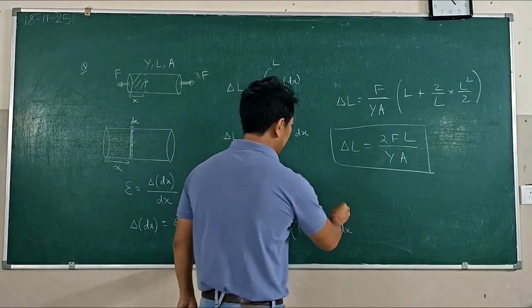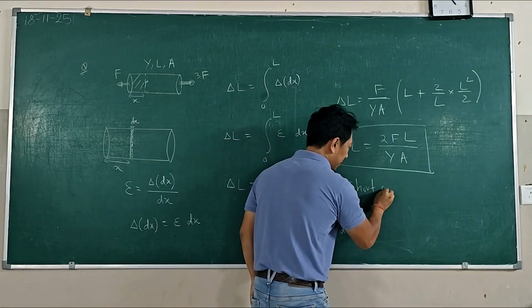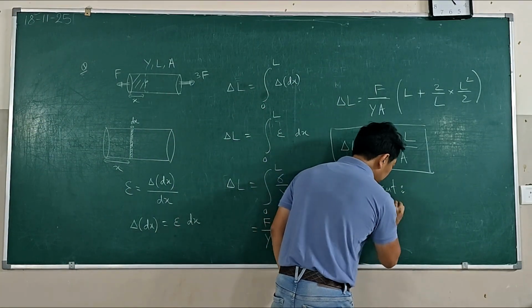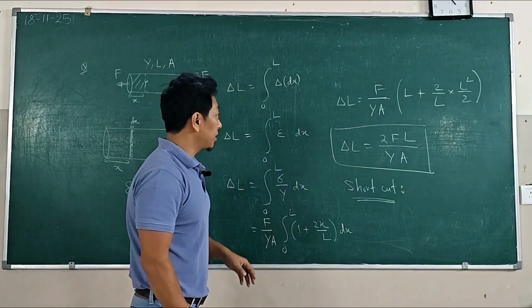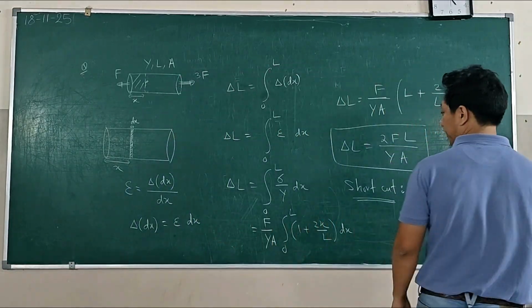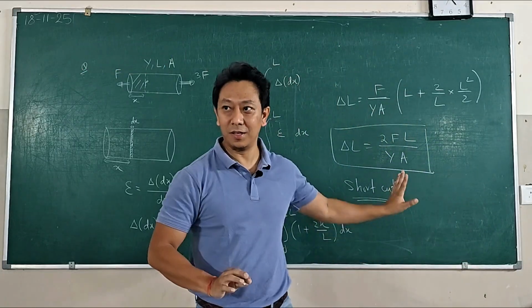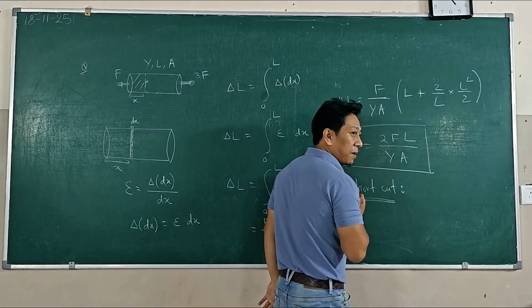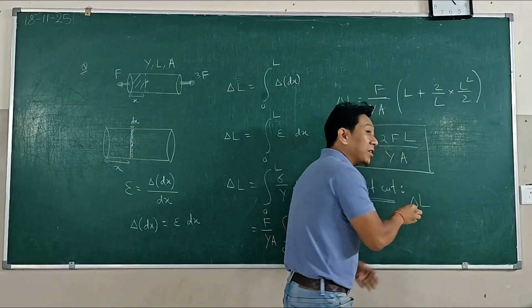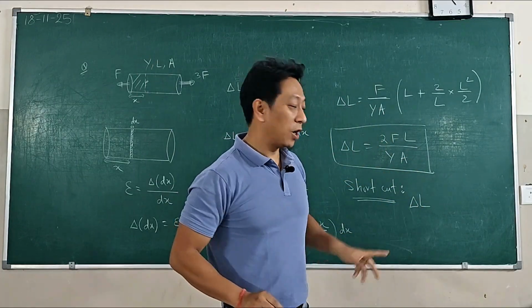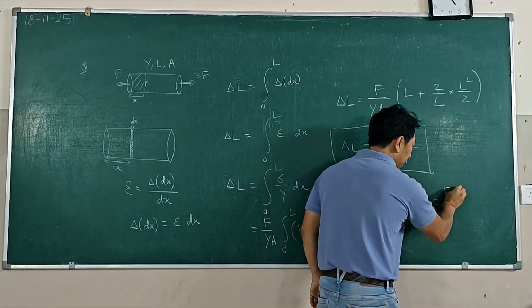Now, one shortcut you can use to find delta L. But this shortcut will only work if your stress varies linearly. X has power 1, so it will work in this case. How to remember the shortcut? Well, if stress was the same everywhere, what was delta L I told you? FL by YA.